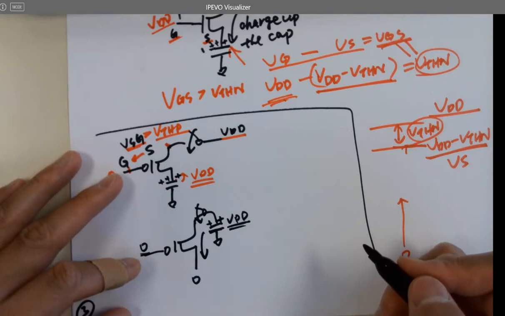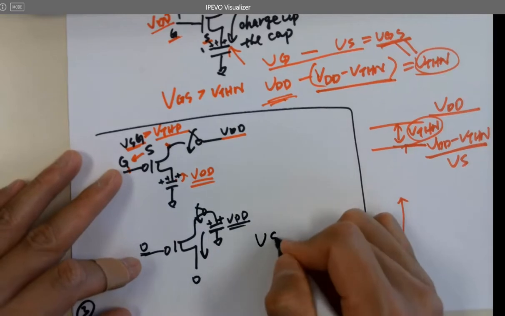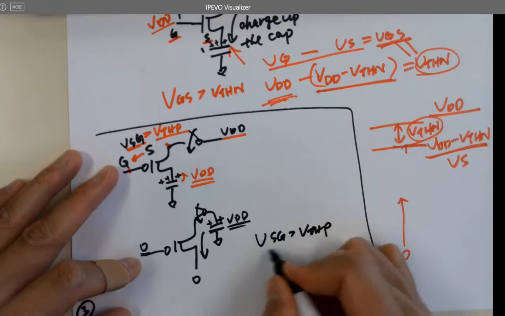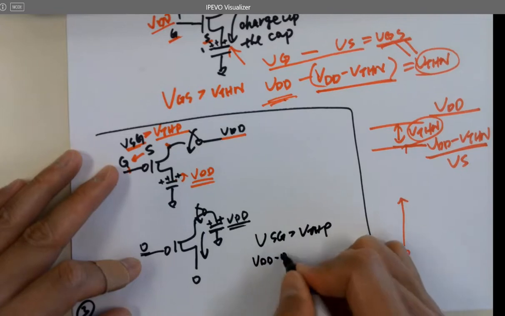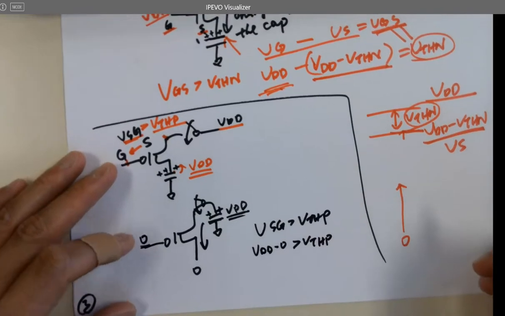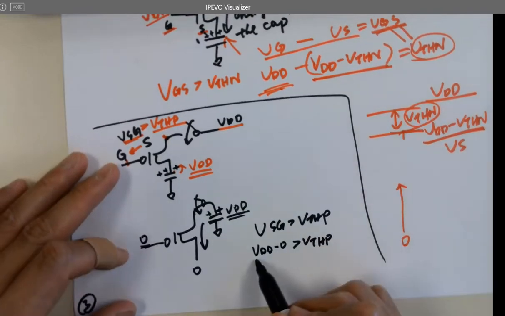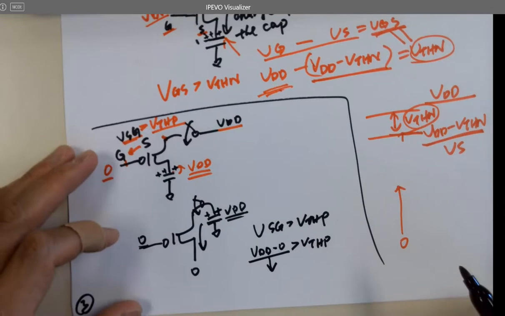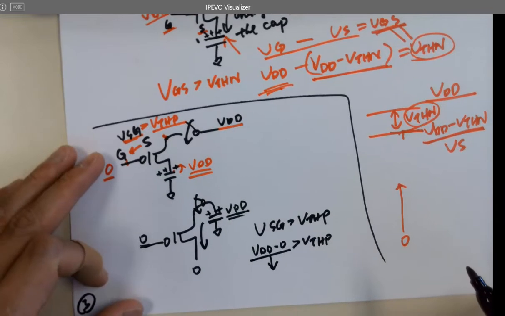So VSG must be larger than VTHP, right? And VSG at the very beginning is what? VDD minus 0, right? Which is larger than VTHP, which is good. Until this one becomes what? It's going to stop discharging until it becomes less than or equal to VTH.